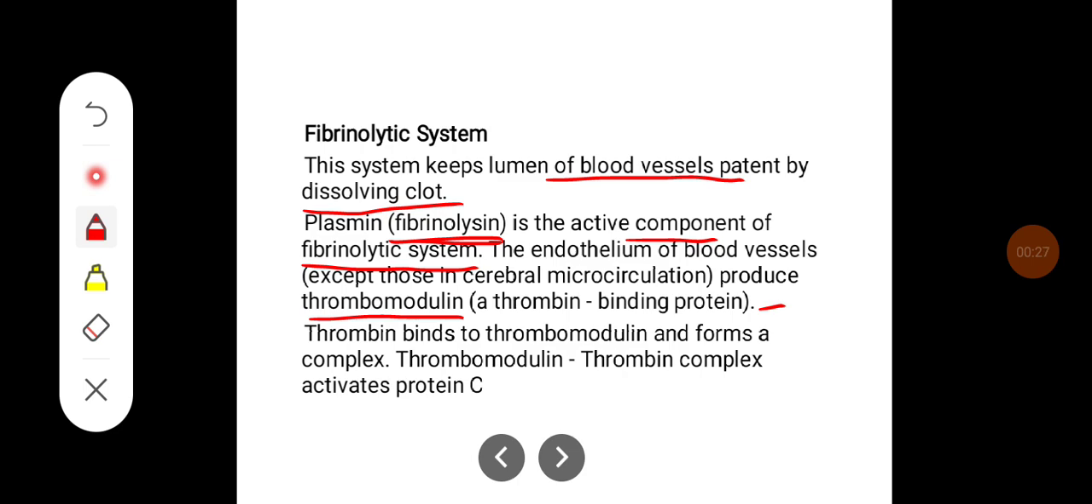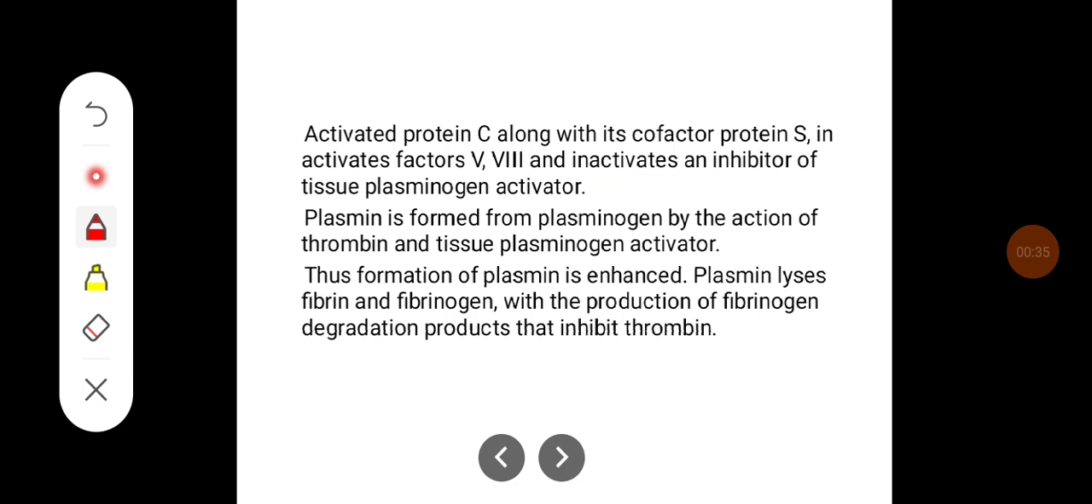Thrombin thus binds to thrombomodulin and forms a complex. This thrombomodulin-thrombin complex activates protein C. Activated protein C along with cofactor protein S inactivates factors like factor V and factor VIII, and inactivates an inhibitor of tissue plasminogen activator.